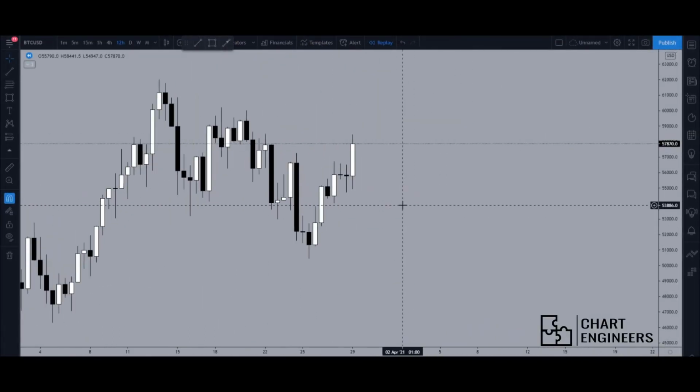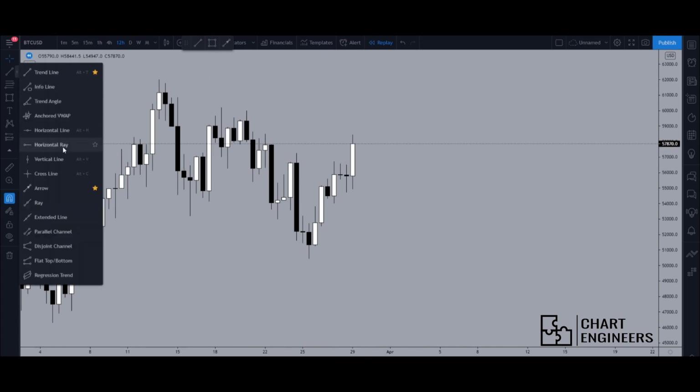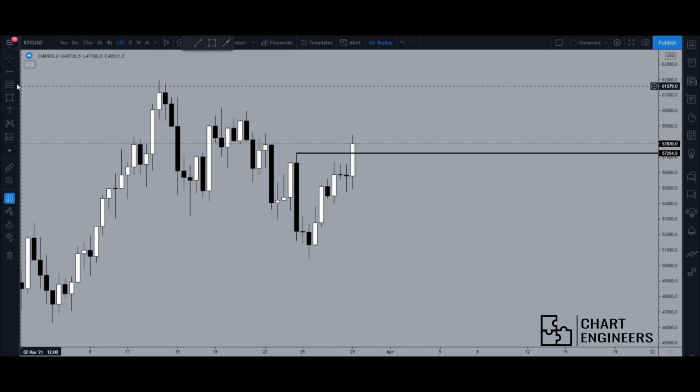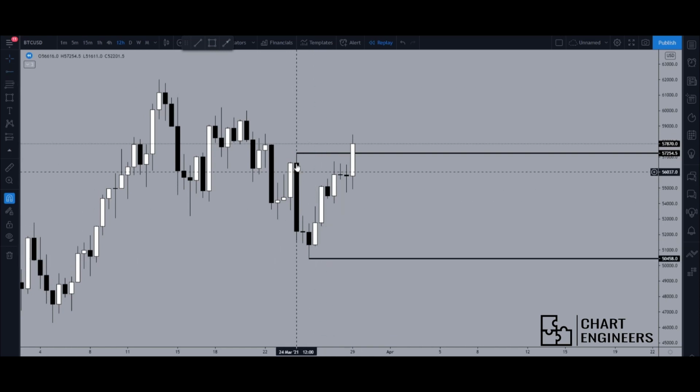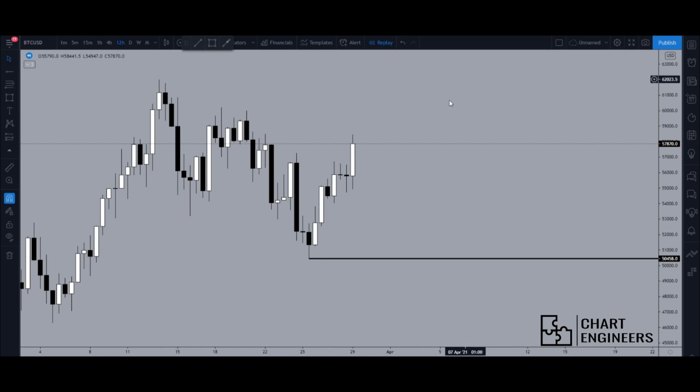Here we can see we have the Bitcoin chart, and this is going to be the last week Monday, so the 29th of March. Now as we can see, this would have been our market structure high, and then here would have been our market structure low, and we have had a market structure break to the top side, so this is putting us in an uptrend.